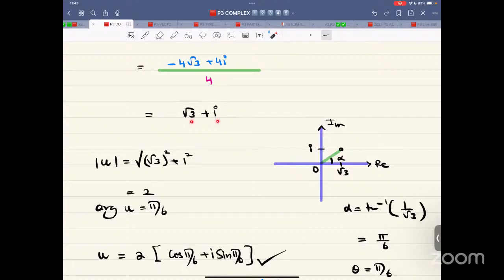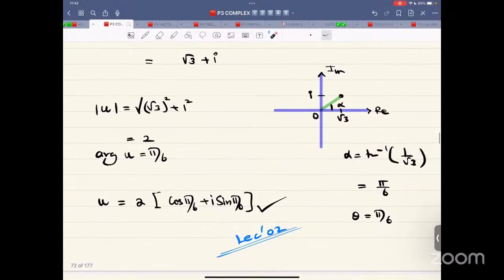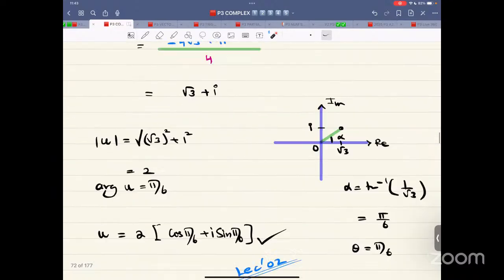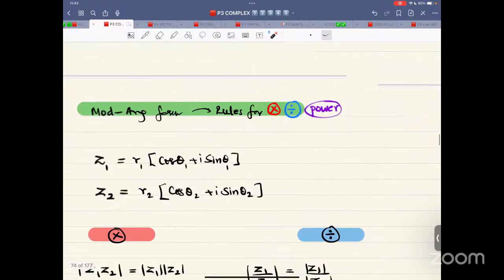Root 3 is positive, i is positive. It's in the first quadrant. Theta is equal to the basic angle. Magnitude of U is by Pythagoras' theorem. Basic angle is pi by 6. Theta is pi by 6. That is how we write it in the modulus argument form.